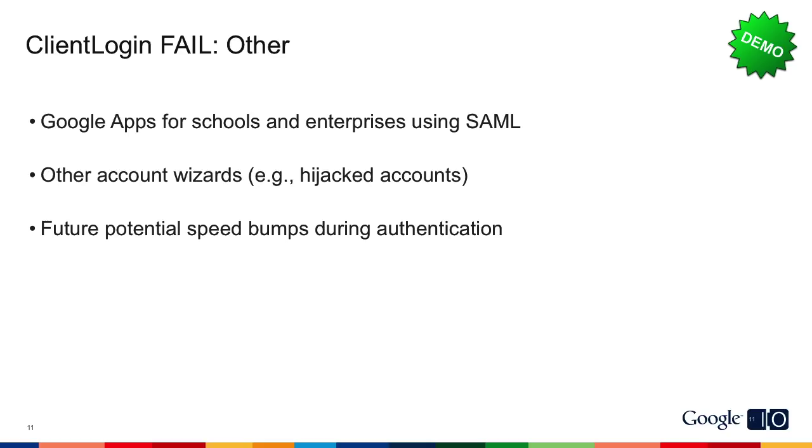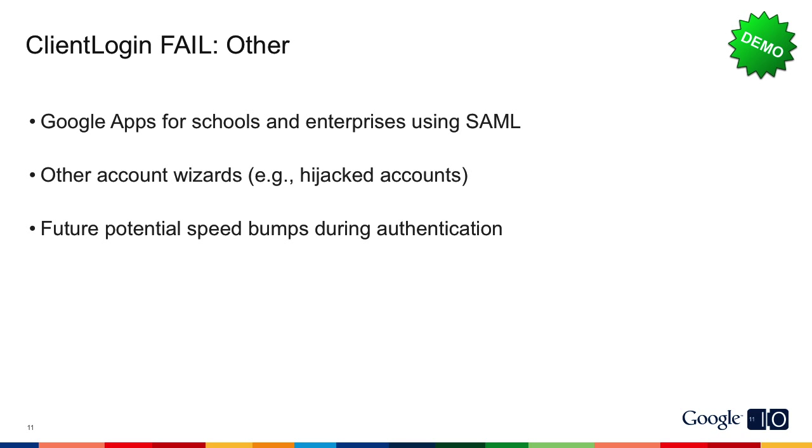On the web, this is really easy to do. We just change the web pages we serve after the login page. But in the programmatic world, it's hard to do if you have clients out there that don't know that Google might be throwing new speed bumps at them during login. So all those things don't work in client login.